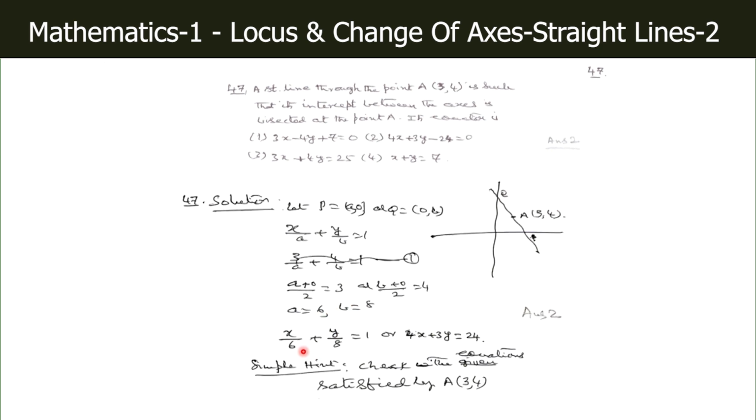So the equation of the line is x by 6 plus y by 8 is equal to 1, or 4x plus 3y is equal to 24. So 4x plus 3y is equal to 24. The correct option is option number 2.